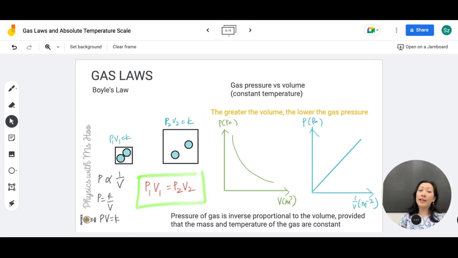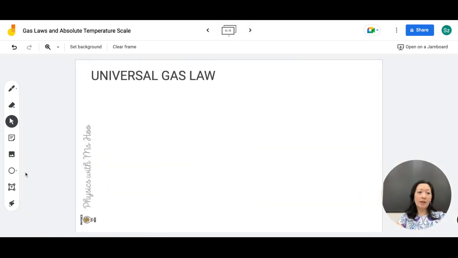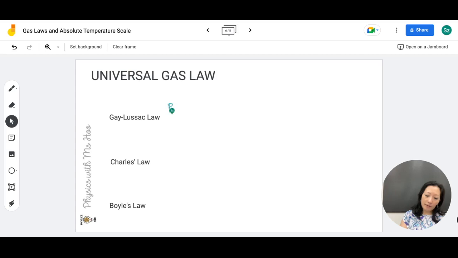So these are the three gas laws, and all of these can be combined into one universal gas law. Let's just run through them again very quickly. We have the Gay-Lussac law, Charles' law, and Boyle's law. The Gay-Lussac law relates pressure with temperature. So that's P1 over T1 equals P2 over T2.